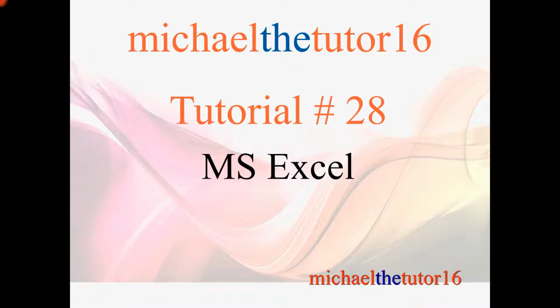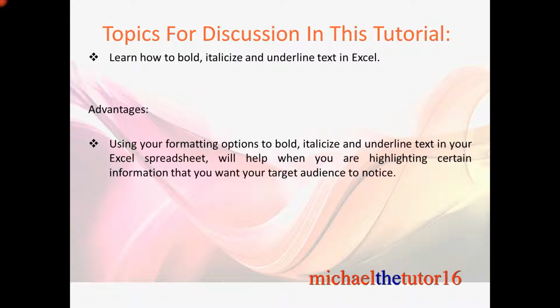Today I'm going to be doing tutorial number 28 in Microsoft Excel. The topic for discussion in this tutorial is how to use the formatting options to bold, italicize, and underline your text or numbers within your Excel spreadsheet. The advantage of doing this is that it will help when you're highlighting certain information that you want your target audience to take notice of. So let's go into Excel and I'm going to show you how to use the formatting options to bold, italicize, and underline.